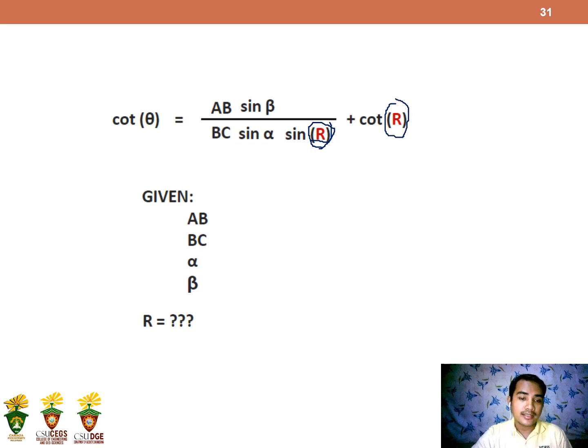Out of the givens in any resection problem, usually given are AB and BC, which are distances from the known points, and also alpha and beta. The question there is how to get the value of r. This r is the most crucial part, so what do we do to get the value of r?